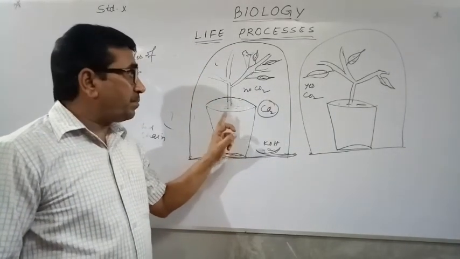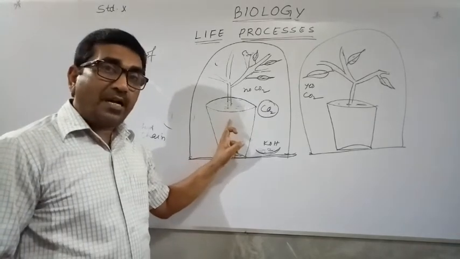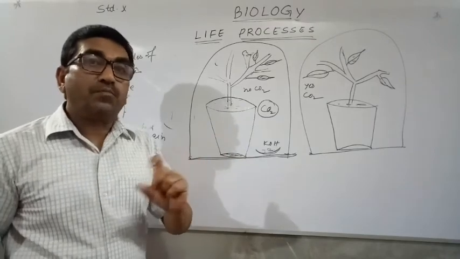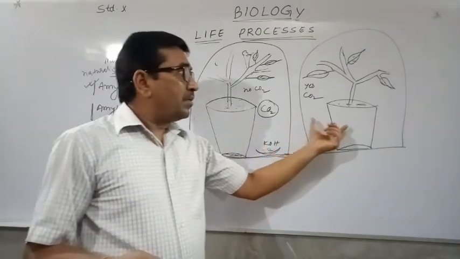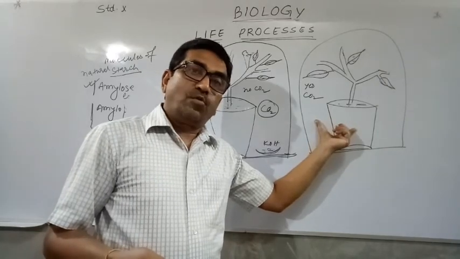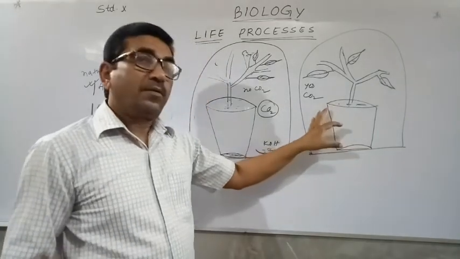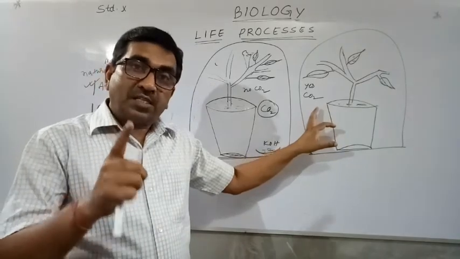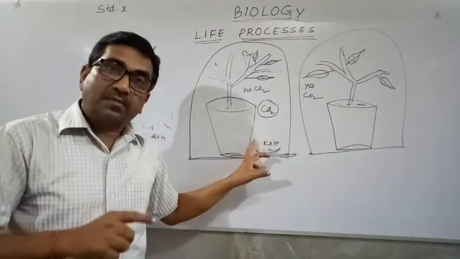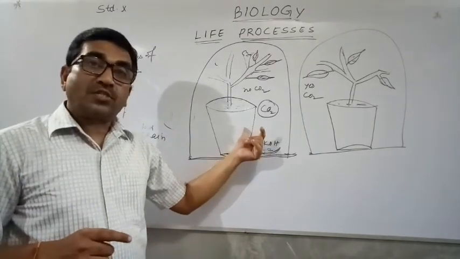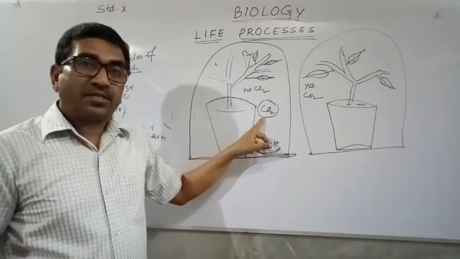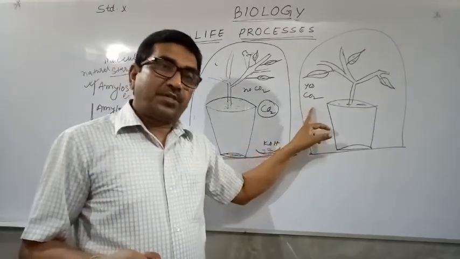The leaf which we plucked from this pot has not turned blue-black, but the leaf from this pot has turned blue-black. It means here photosynthesis has taken place, and here photosynthesis has not taken place. Why has photosynthesis not taken place? What is absent over here? Here carbon dioxide is absent. Here carbon dioxide is present.